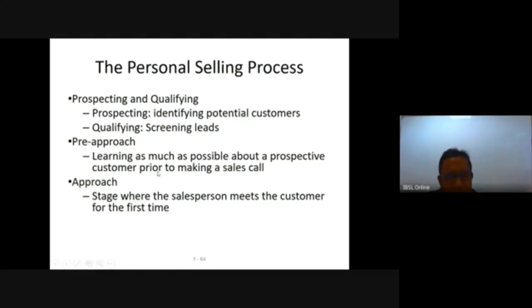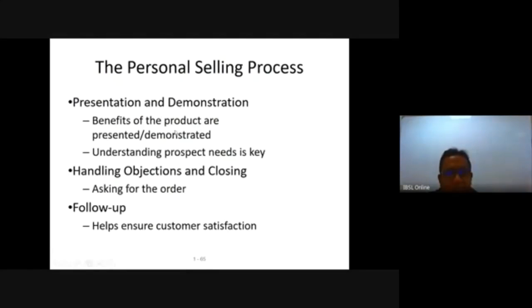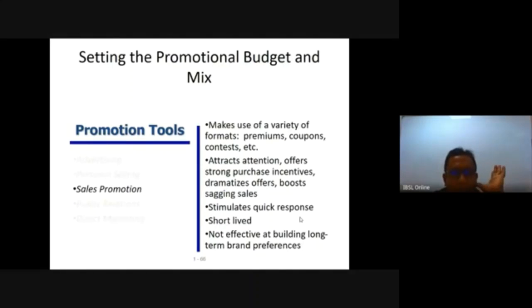Preparation before meeting the customer, collecting the information, and then going and presenting, and handling objections or questions the customer will ask, and finally follow up and ensure that you get the business, and even after that you follow up and see whether the post-purchase evaluation will be more positive. So at this point the time is 5:30. Now we have done 2 promotional mix elements, advertising and personal selling.